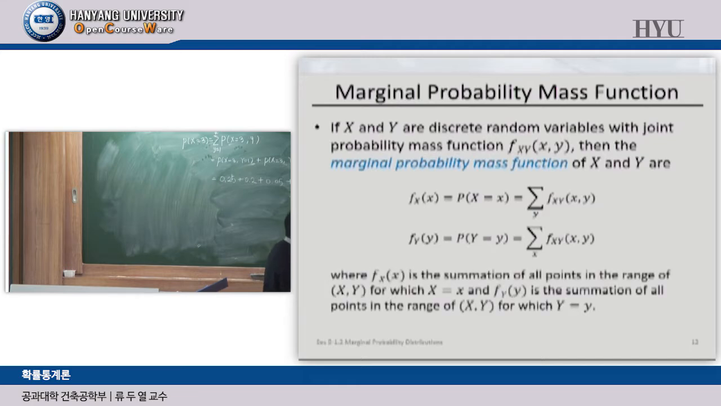So where fx is the summation of all points in the range of (x, y) for which x is equal to small x, and fy is the summation of all points in the range of (x, y) when y is equal to small y.